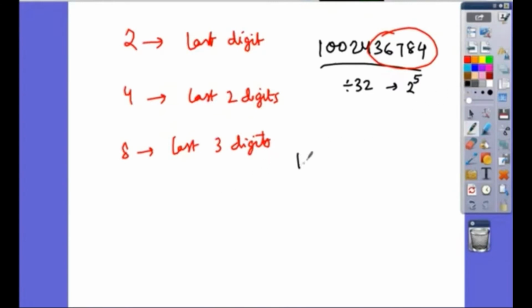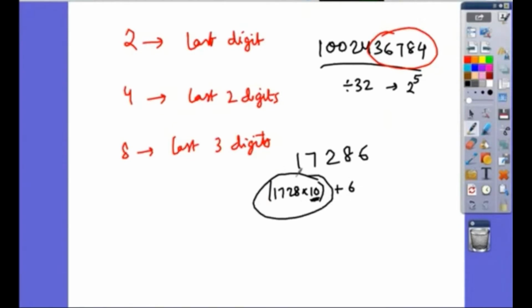Let's see. If I take a number like this, 17286, and you want to check if it's divisible by 2 or not, can I write this as 1728 into 10 plus 6? See, 10 is divisible by 2, so any number of 10s will definitely be divisible by 2, so we are only checking for 6. If we are looking for 4, then that's 172 into 100 plus 86.